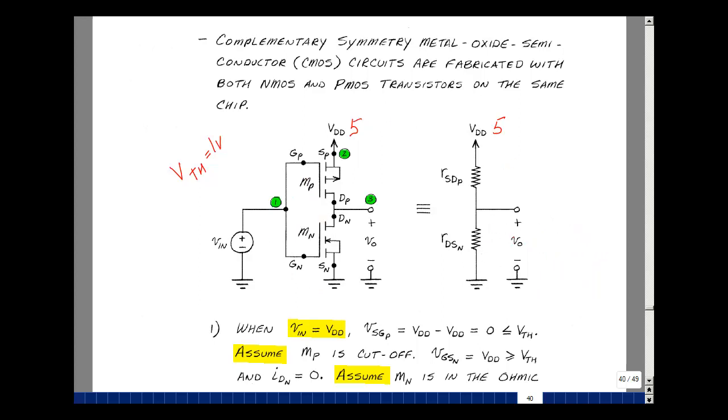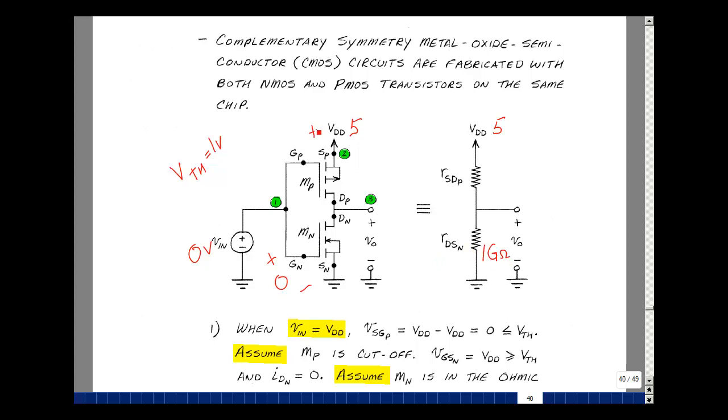On the next page are the words describing how this works when you put 0 volts here. What's the gate to source voltage here? It's equal to 0 volts. And if threshold is 1 volt, then this is cut off. That would make this resistance a big resistor. Again, I'll put 1 gigaohm here.